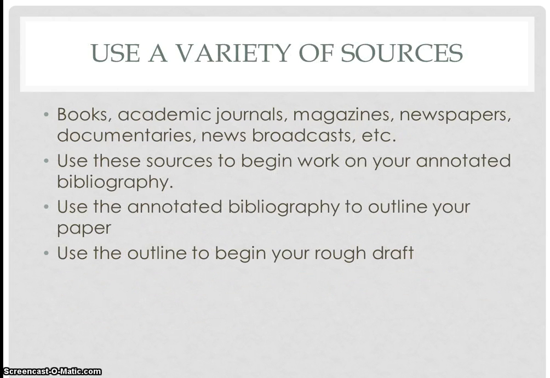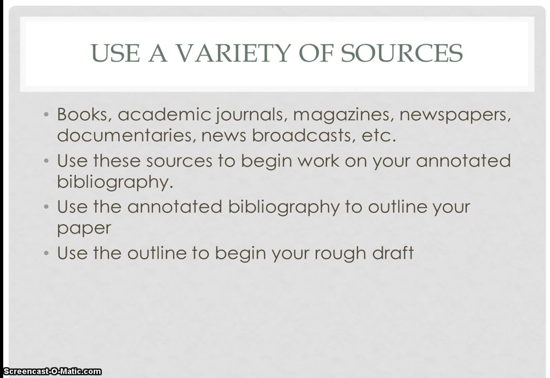So just be sure that when you begin locating sources that you're using a variety of things. For instance, you wouldn't want only academic journals, or you wouldn't want only books. Try to find a little bit of each here and there. Use a mixture of books, academic journals, magazine articles, newspapers, documentaries, news broadcasts. You can use as many of these as you like. I believe for your particular paper I said that you had to use a minimum of 6. The rule of thumb is that if you have a 5-page paper, you would have 5 sources.